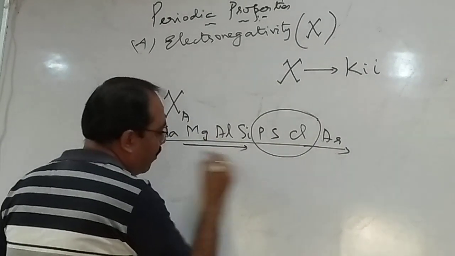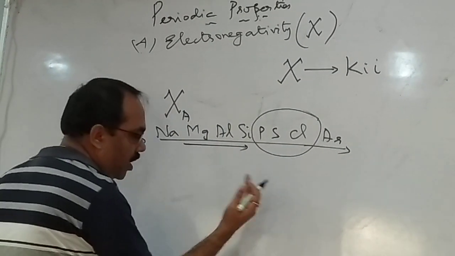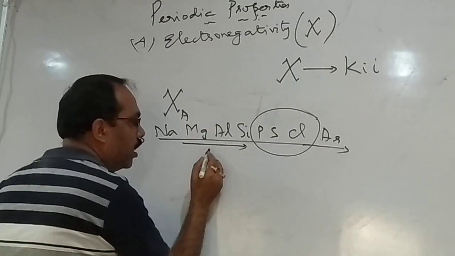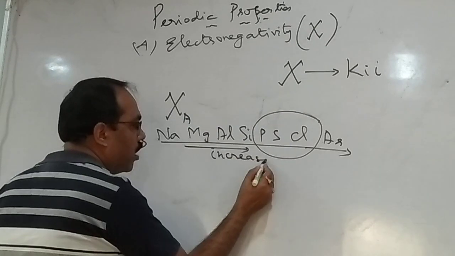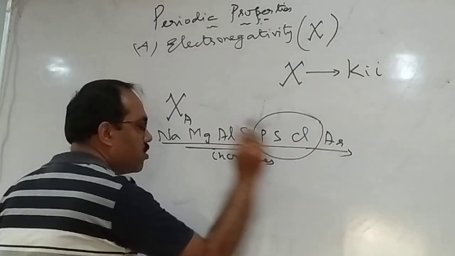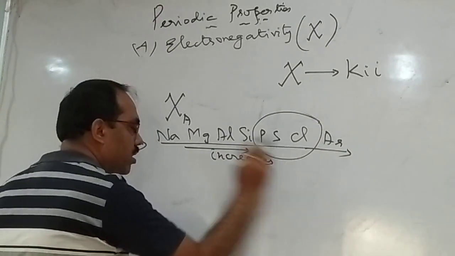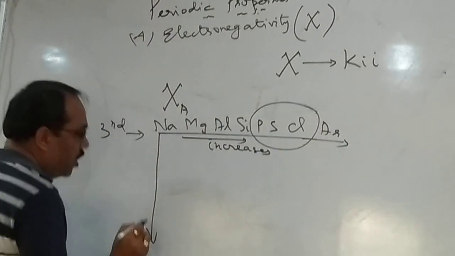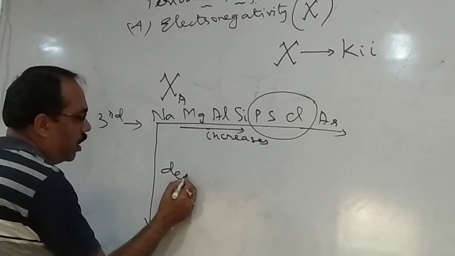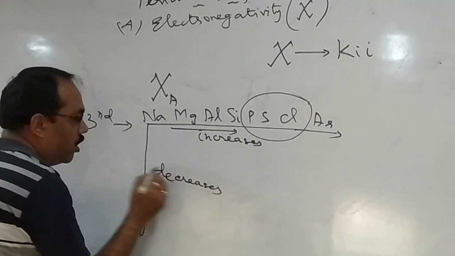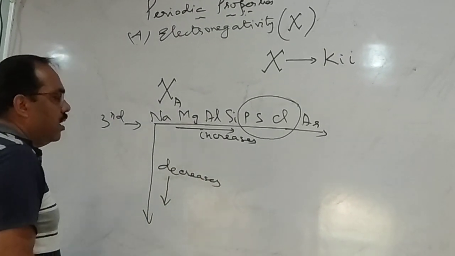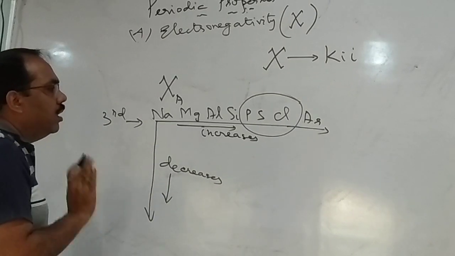Hence, when you move from left to right across the period, the nuclear charge increases and electronegativity also increases, because it is affected by the nuclear charge. Similarly, when you come down the group, atomic size is increasing and the number of shells increases, so electronegativity decreases.